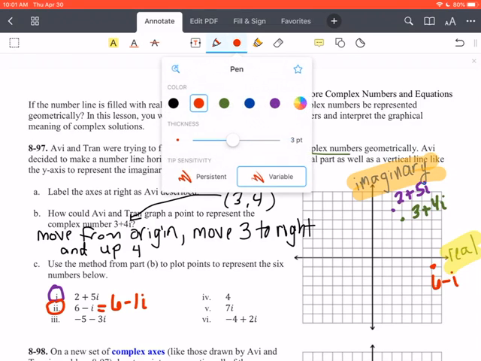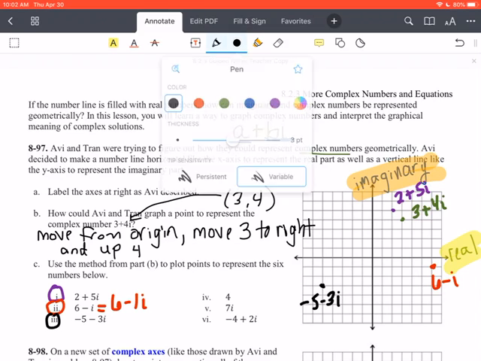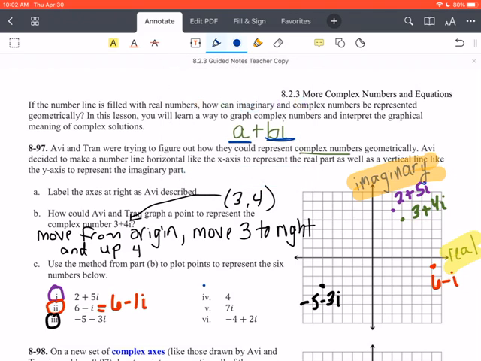Now let's go ahead and look at number 3, negative 5 minus 3i. So negative 5 is the real component. Go back 5 and then down because it's negative 3. So we're in that third quadrant, and that's going to represent negative 5 minus 3i. All right, so now on 4, what do we not have? We don't have an imaginary component.